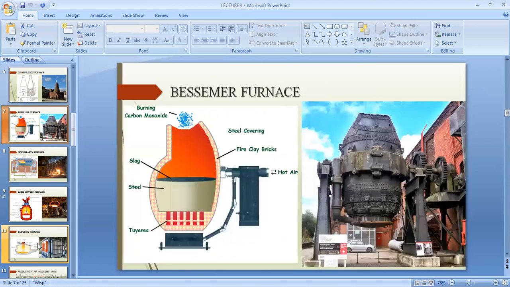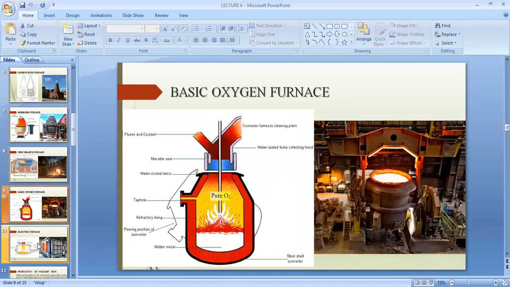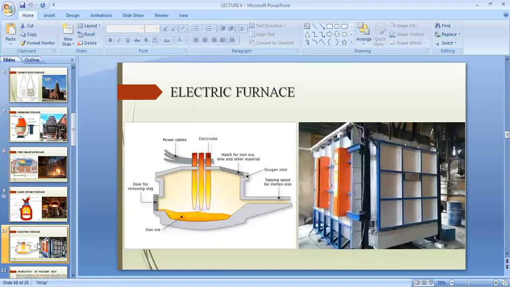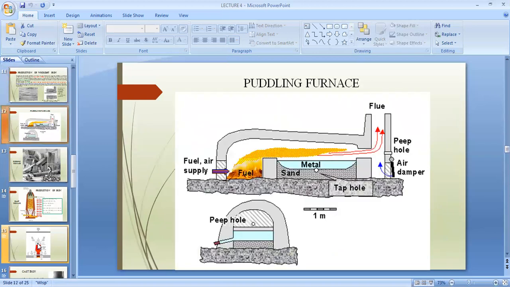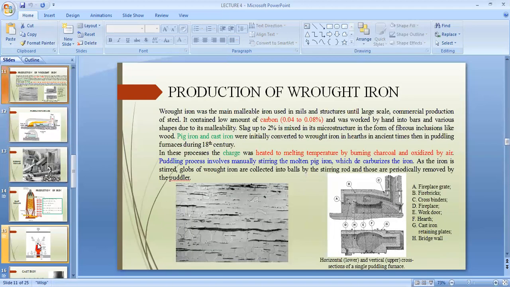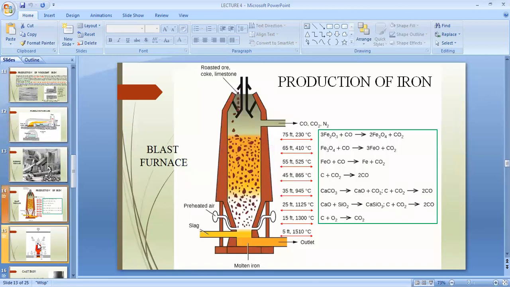Go on, you can see Bessemer furnaces. These are the arrangements of these kinds of furnaces. Then this is the open hearth furnace and basic oxygen furnace. This is the electric arc furnace, and then we have the production of wrought iron in puddling furnaces, as you see here. So, okay, I will go on with this. This is a puddling furnace, the most ancient and the cheap one. And then the production of iron in the blast furnaces, quickly. This is the arrangement of the blast furnace.